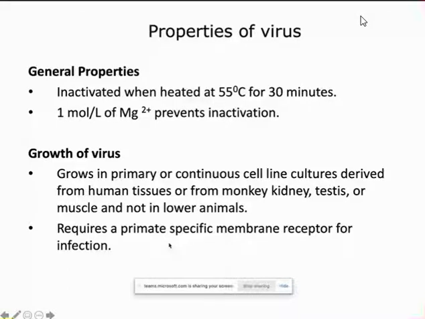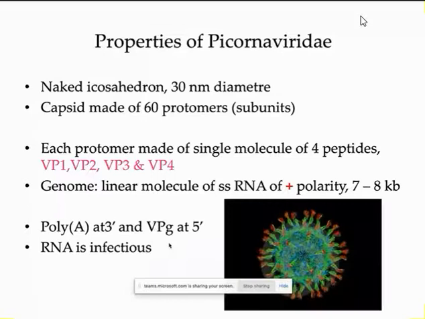Okay, and this group of virus requires the specific membrane receptor for the infection. So now let us discuss the properties of these viruses. They are naked viruses with icosahedral nucleocapsid symmetry, and the size is 30 nanometers. Okay, they are very small.